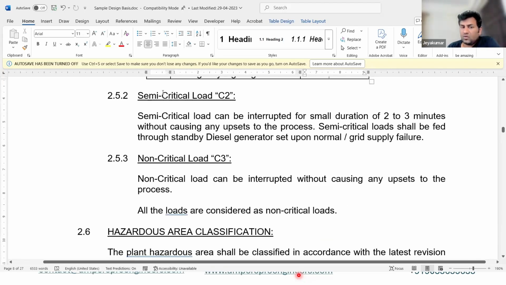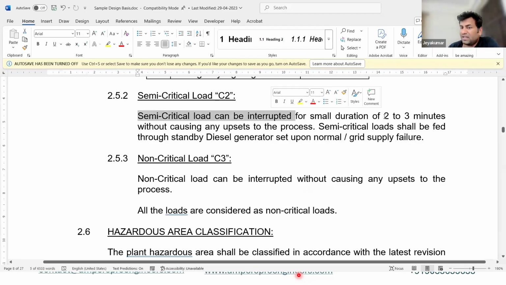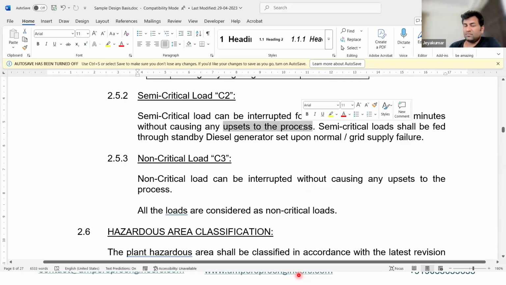Second, semi-critical loads, wherein you have to provide a backup supply in case of grid failure. These loads can be interrupted for a smaller duration, like 2 to 3 minutes, without causing any upsets to the process. Those loads you have to categorize.